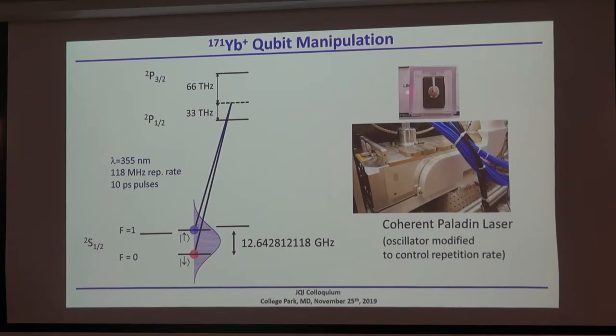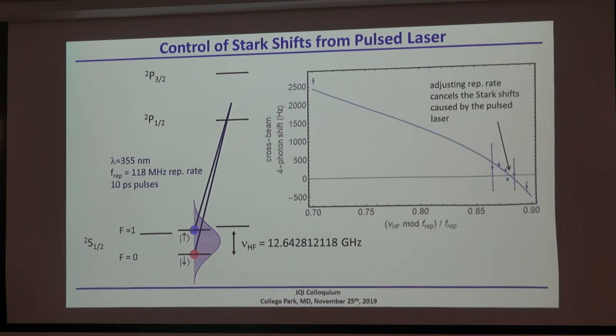We have taken the liberty of, in collaboration with the laser manufacturer, and this was work led by Kai Hudek here in the audience, to modify this laser to control its repetition rate. So it's a pulsed laser, which allows us to bridge the hyperfine transition with a single laser without using modulators. But that does have the drawback of causing AC Stark shifts due to the presence of all the off-resonant comb teeth that drive our transition. And by varying the repetition rate of this laser, by tuning the length of its oscillator cavity, we have demonstrated that we can successfully null these Stark shifts. So I would argue that the use of pulsed lasers in this context to manipulate qubits does not have any deleterious effects compared to CW lasers, provided one can control the repetition rate, as shown here.